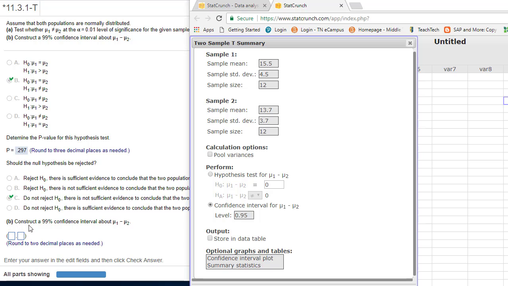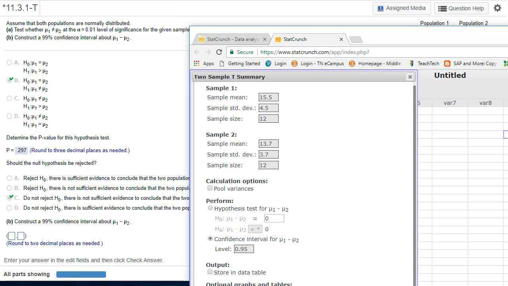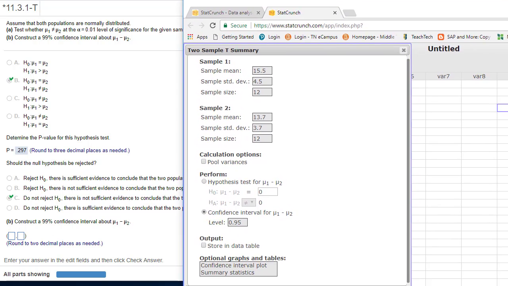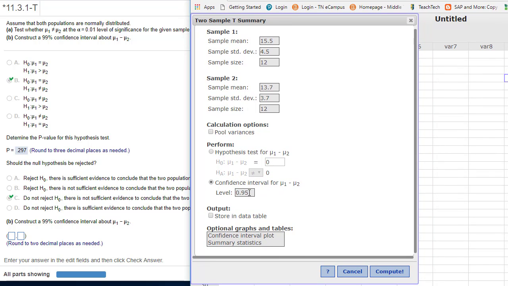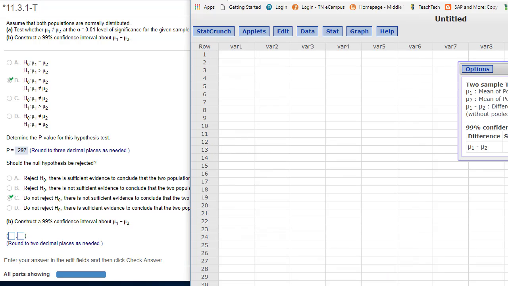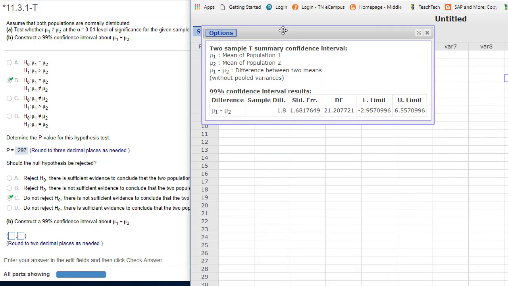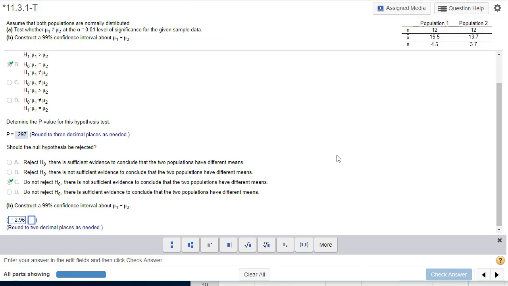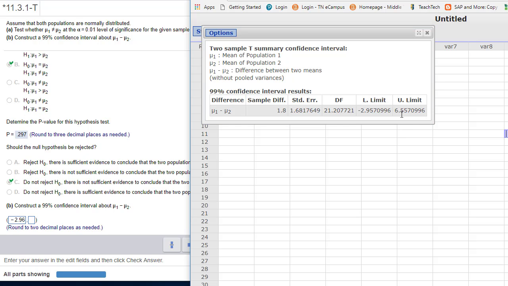This usually will correspond to the significance level. So if it's 0.01, we will do a 99%. Not always, but that's generally what we do. And press compute. So there is our interval. Our interval is from about, in this case, it's around two decimal places, so negative 2.96 to 6.56.